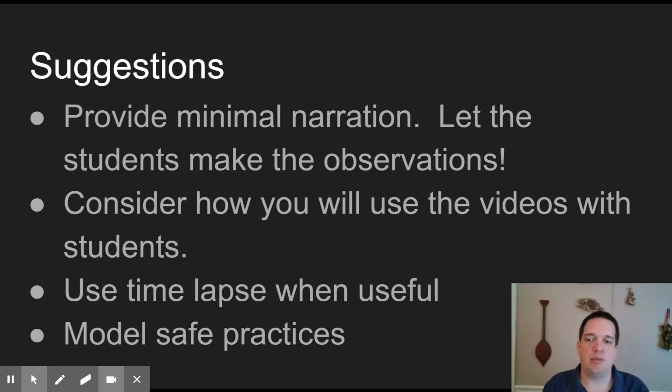And then, of course, model safe practices. If you're showing yourself on camera doing an experiment, make sure you have goggles and any other appropriate safety equipment.